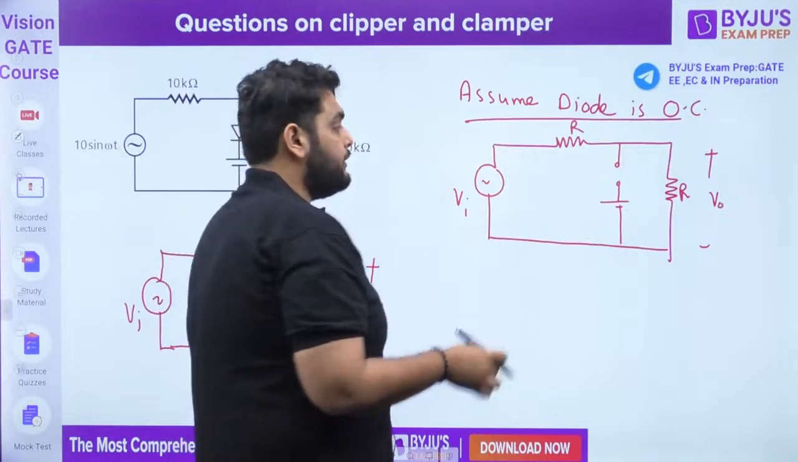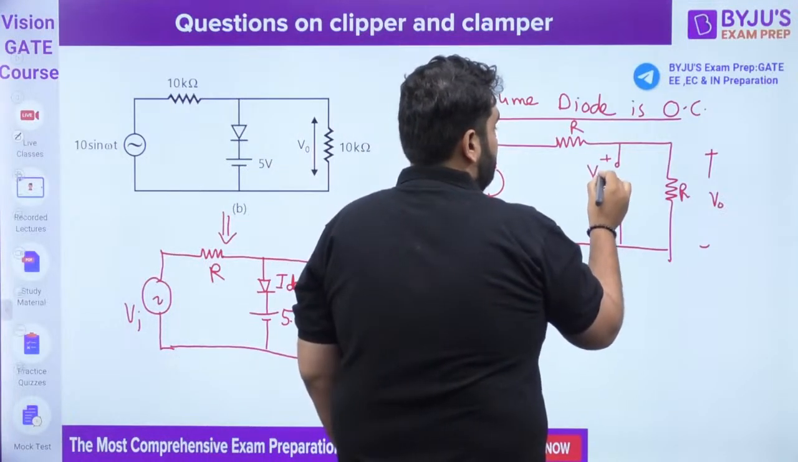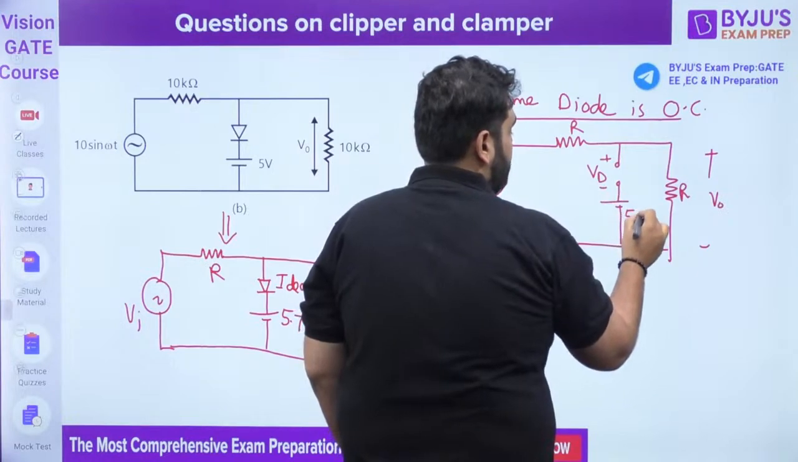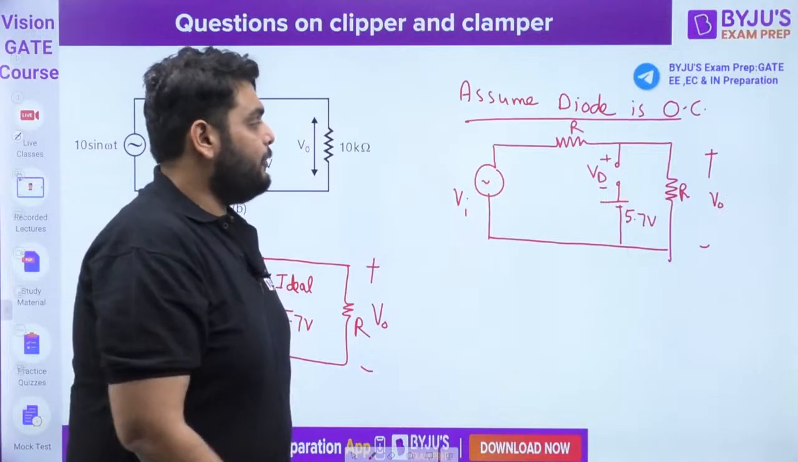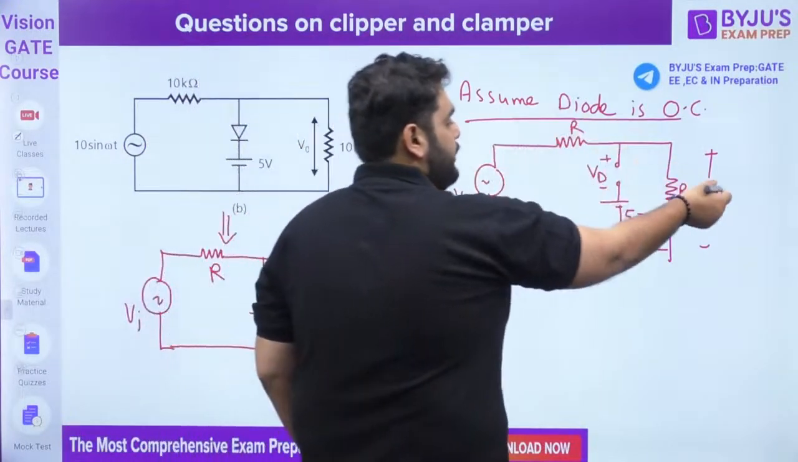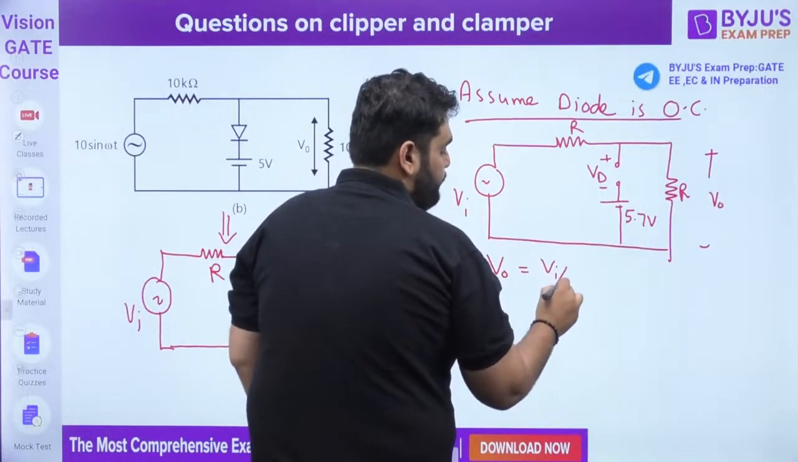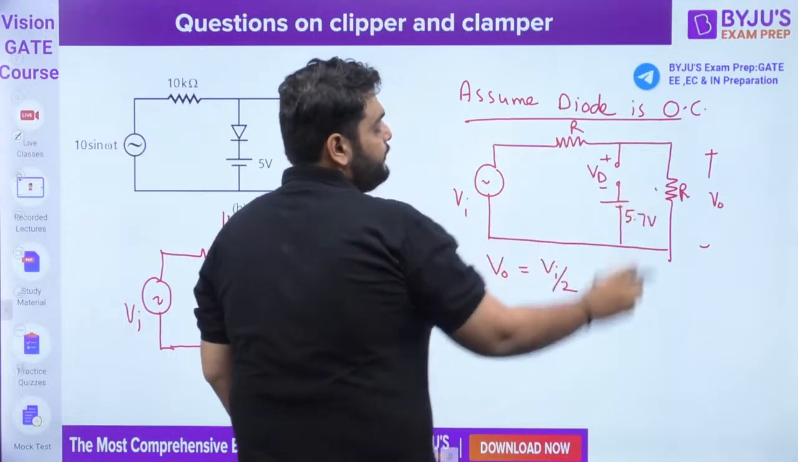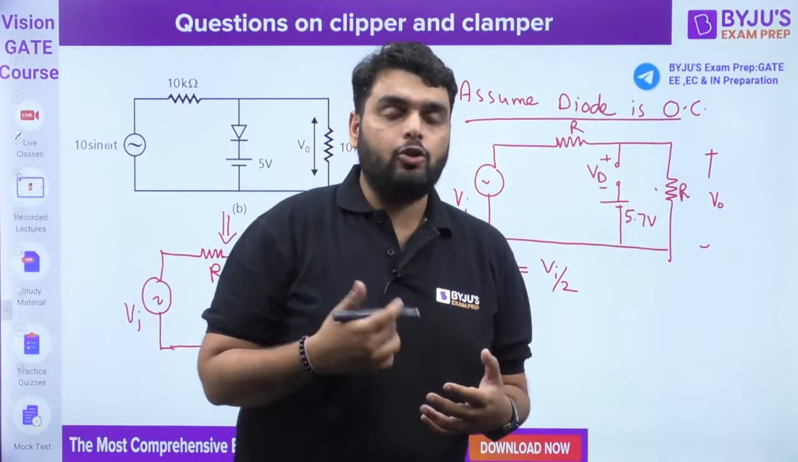Now in this case, can you tell me what the diode voltage is here? Think about it. For that, let's first find out the output voltage. Output voltage is equal to VI by 2. Why? Both resistors are in series, so we can apply the voltage division rule. So the output voltage comes out to be VI by 2.